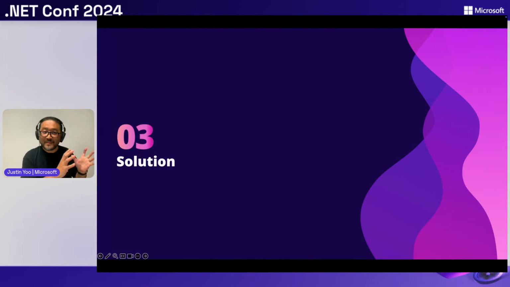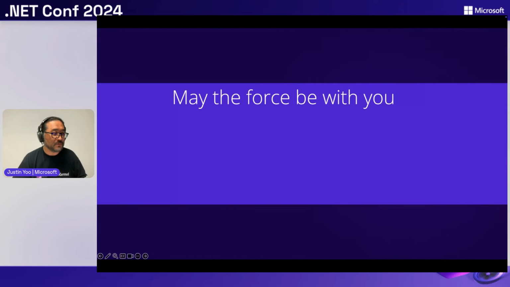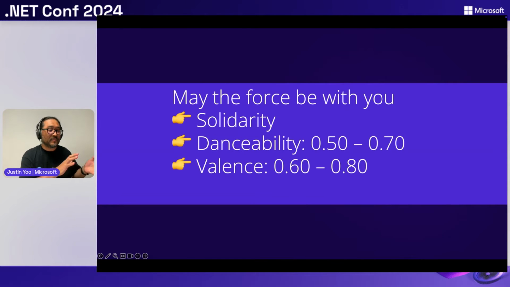Therefore, based on the research before, this is a solution. I can build an application. So first of all, I enter my current feeling, like, "May the force be with you." Then an LLM analyzes its sentiment, for example, solidarity. Then the LLM also converts the sentiment into the numbers of danceability and valence, right?